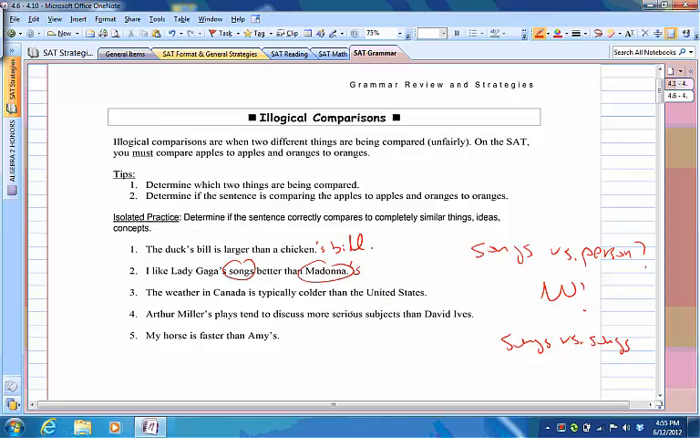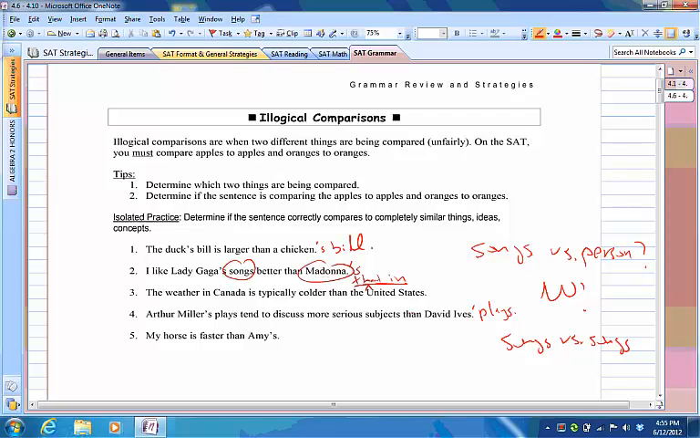The weather in Canada is colder than in the United States. Colder than the weather in the United States, or than that in the United States. So look at number 4. Arthur Mills' plays tend to discuss more serious subjects than David Ives' plays. And finally for number 5. My horse is faster than Amy's.